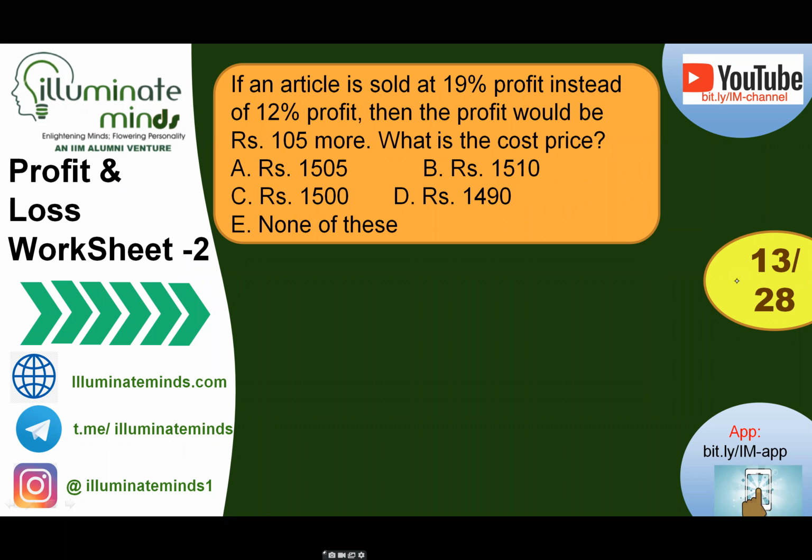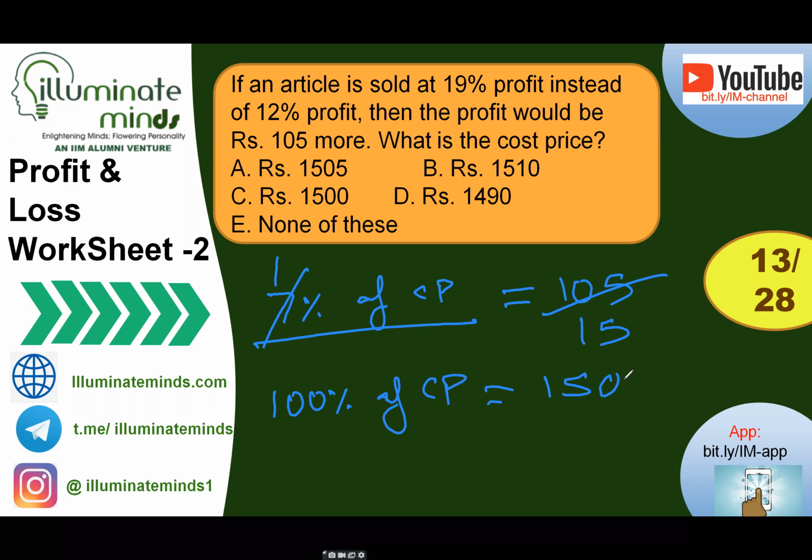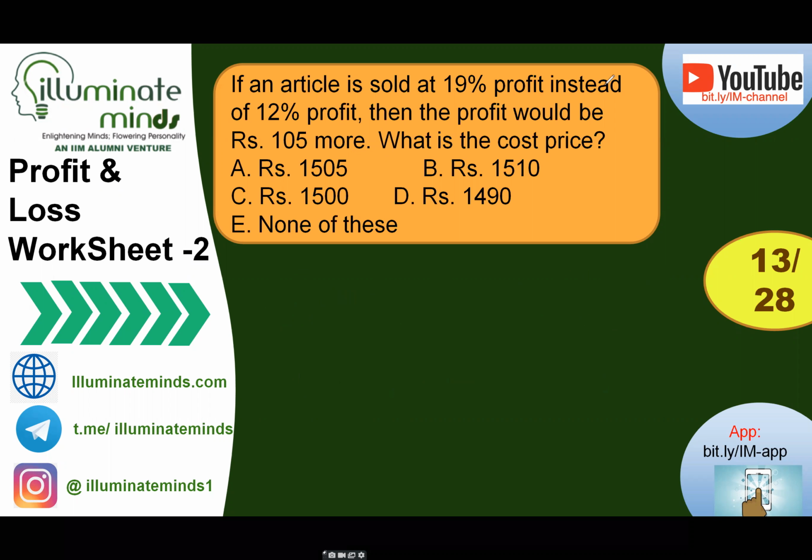If an article is sold at 19% profit instead of 12% profit, then the profit would be 105 more. There is no problem. 7% more profit means 7% of cost price is the margin in between, because profit percentage is calculated on the cost price. So 7% of cost price is equal to 105. So 1% is equal to 15 rupees. 100% of cost price is equal to 1500 rupees. The correct answer is option C. Is this okay, guys?